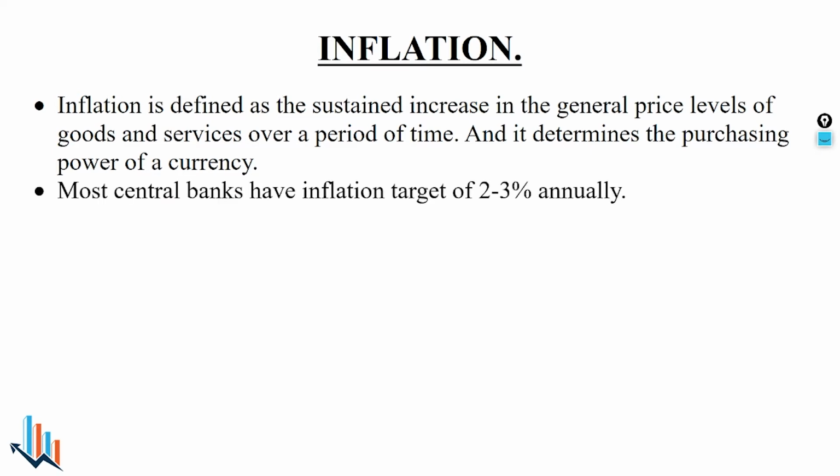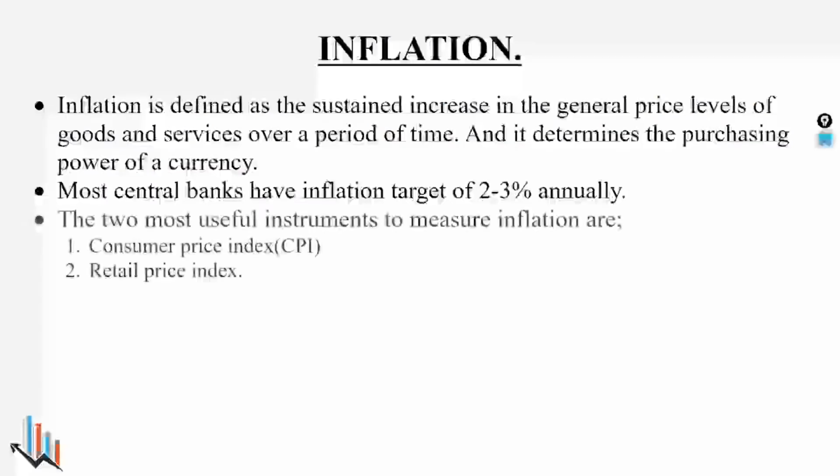And then we move on to the next point. Central banks have inflation targets of 2 to 3% annually. The central banks I'm talking about are the banks of nations: the Federal Reserve Bank of America, the European Central Bank for the European Zone nations, the Bank of England for the British, the Reserve Bank of New Zealand for the New Zealand people, Bank of Ghana, Bank of Nigeria, and every country has its own central bank that sees to the day-to-day adjustment of its monetary policies to suit its economy.